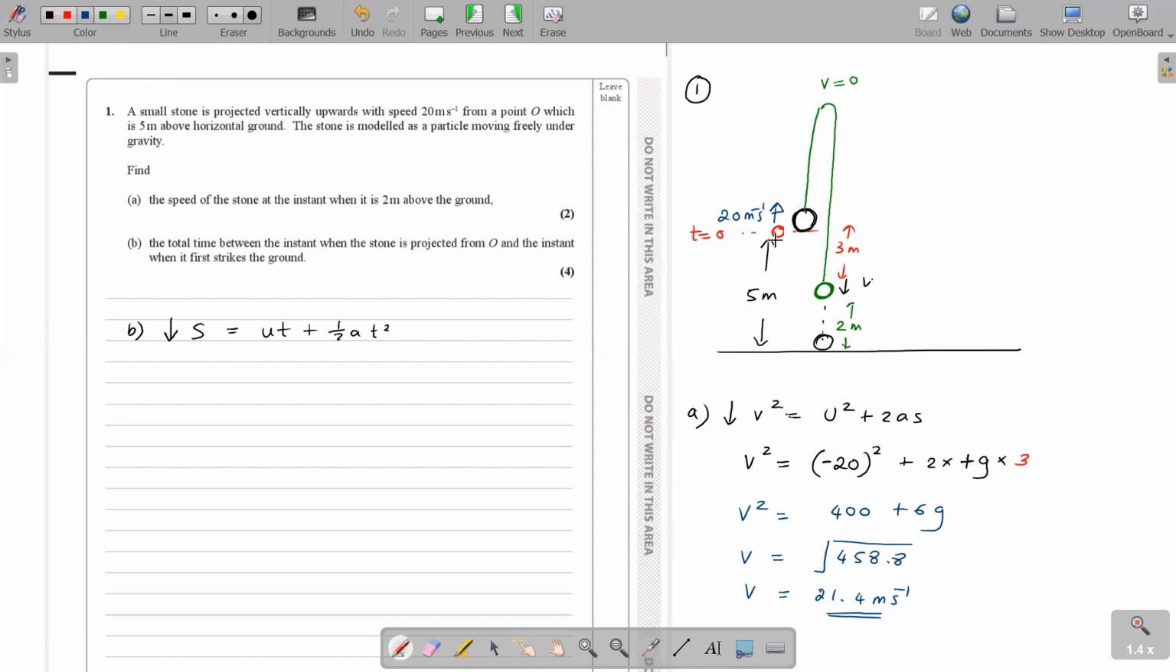So from point O until you reach the ground, how much of a displacement? How much has the particle displaced? It has displaced 5 meters, right? From point O until it reaches the ground. So it's 5 meters.